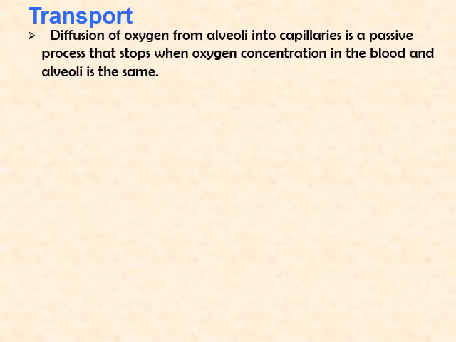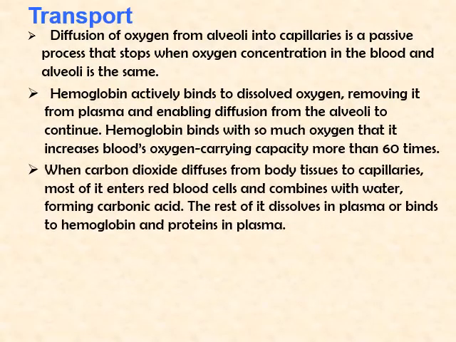With that being said, now let's look at how transport of carbon dioxide and oxygen takes place between the respiratory system, particularly alveoli, and the circulatory system, which is the blood. Diffusion of oxygen from alveoli into capillaries is a passive process that stops when oxygen concentration in the blood and the alveoli is the same. Hemoglobin actively binds to dissolved oxygen, removing it from plasma and enabling diffusion from the alveoli to continue. Hemoglobin binds with so much oxygen that it increases blood's oxygen carrying capacity more than 60 times.